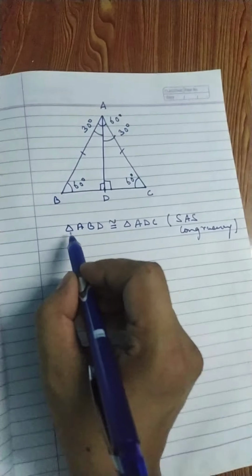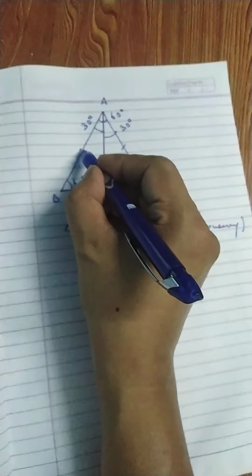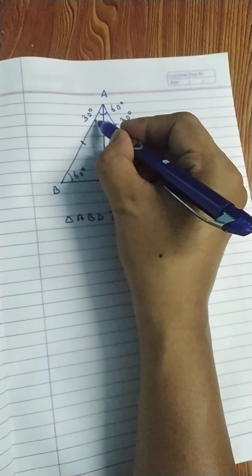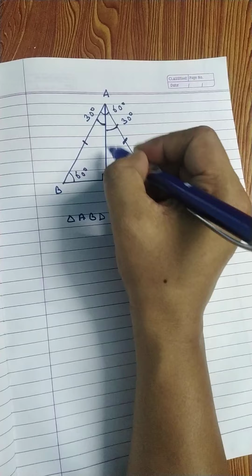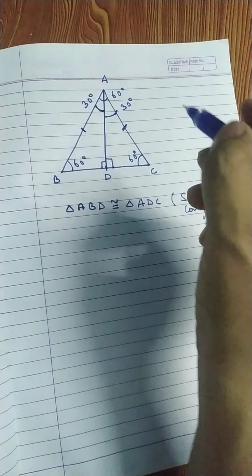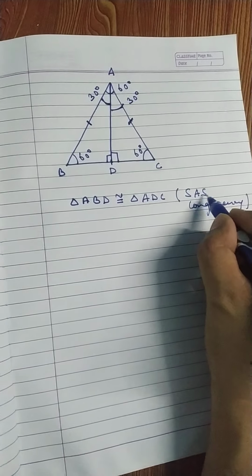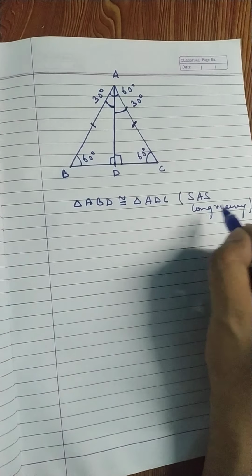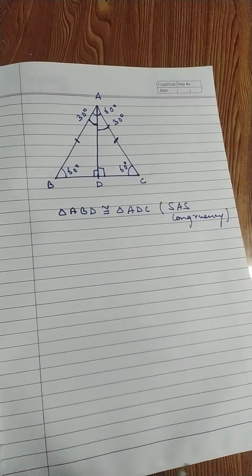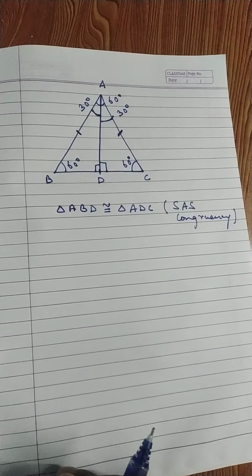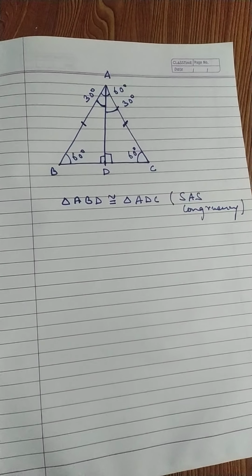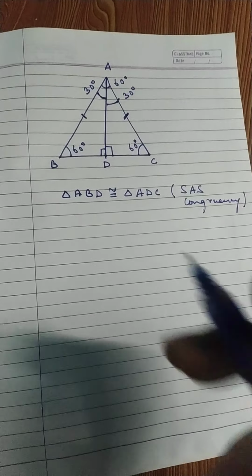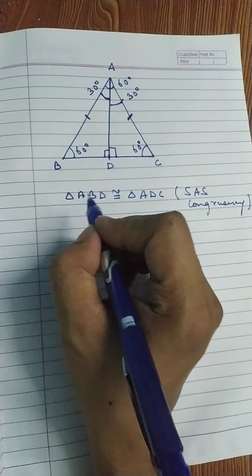Side, because in the triangle ABD, this side AB is equal to AC, and this angle is 30 degree, and this side is the common side. So we can use the side angle side congruency. We have studied this congruency in our class 9. So by applying SAS congruency, we can say that these two triangles are congruent to each other.